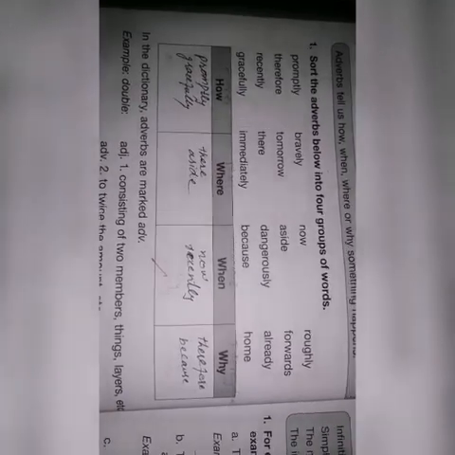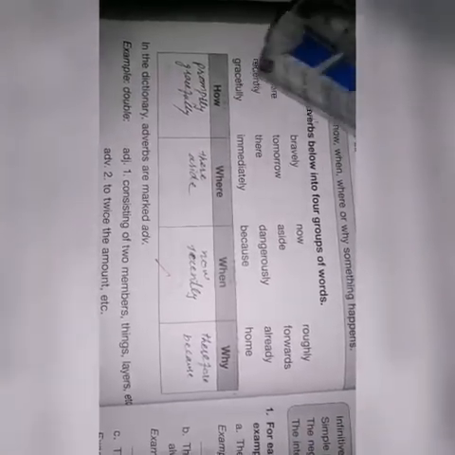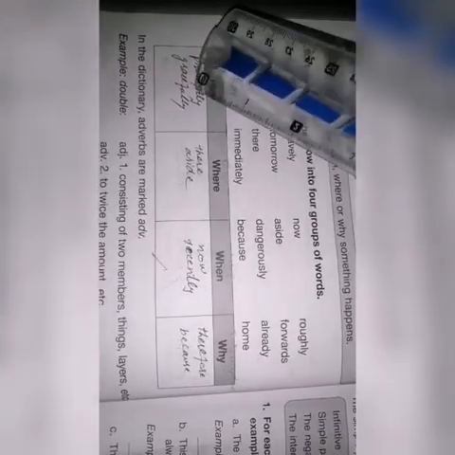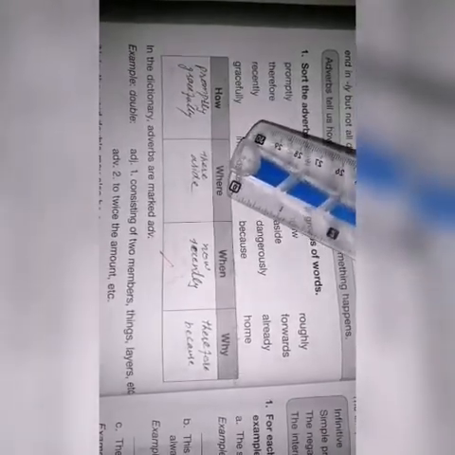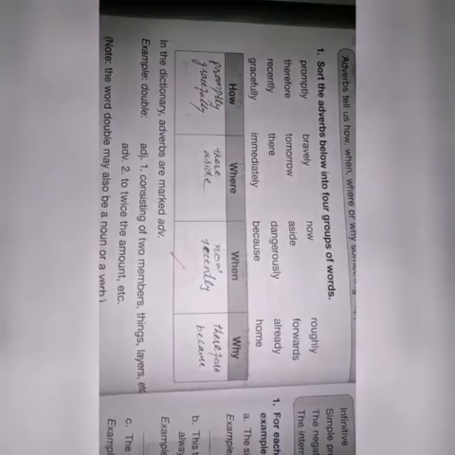So first question is, sort the adverbs below into 4 groups of words. These are 4 groups of words and we are to sort out the adverbs according to how, where, when and why. For example, how, adverb of manner, promptly, gracefully. Where, adverb of place, there, aside. When, adverb of time, now, recently. Why, adverb of cause, therefore, because. In this way, we are to find out adverbs according to their group and we are to write them over here.